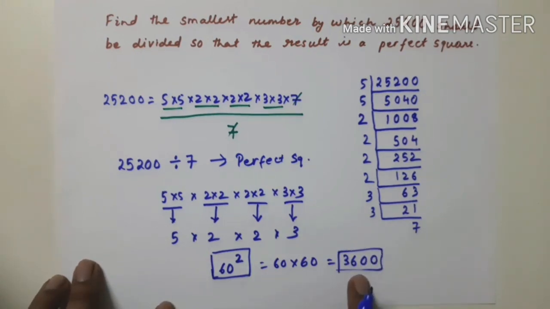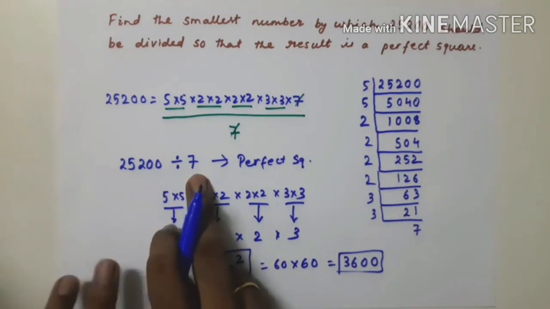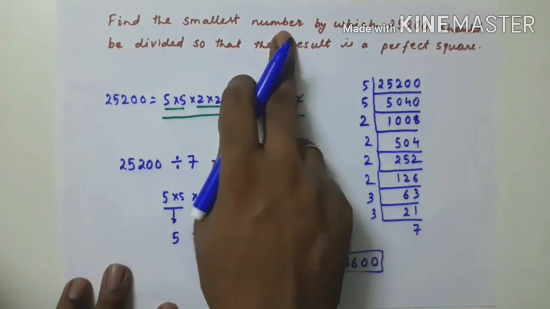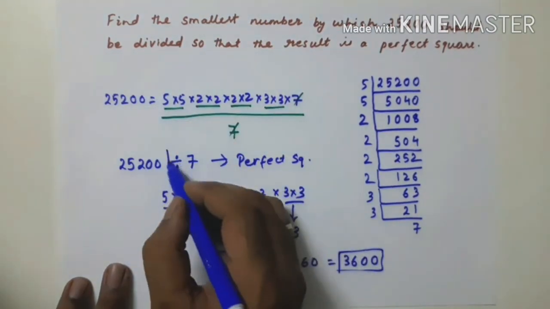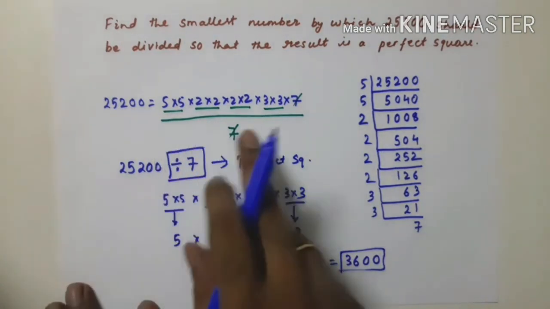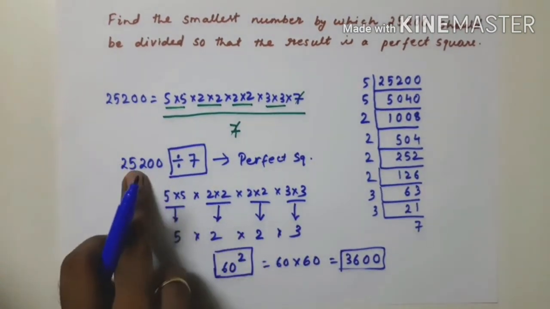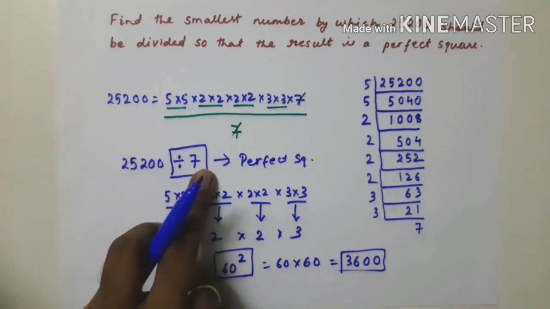It's the perfect square. So how do we get this one? When we divide this by 7. So the smallest number is 7. So if we divide by 7, then we will get a perfect square. So this is the perfect square that we get when we divide 25,200 by 7.